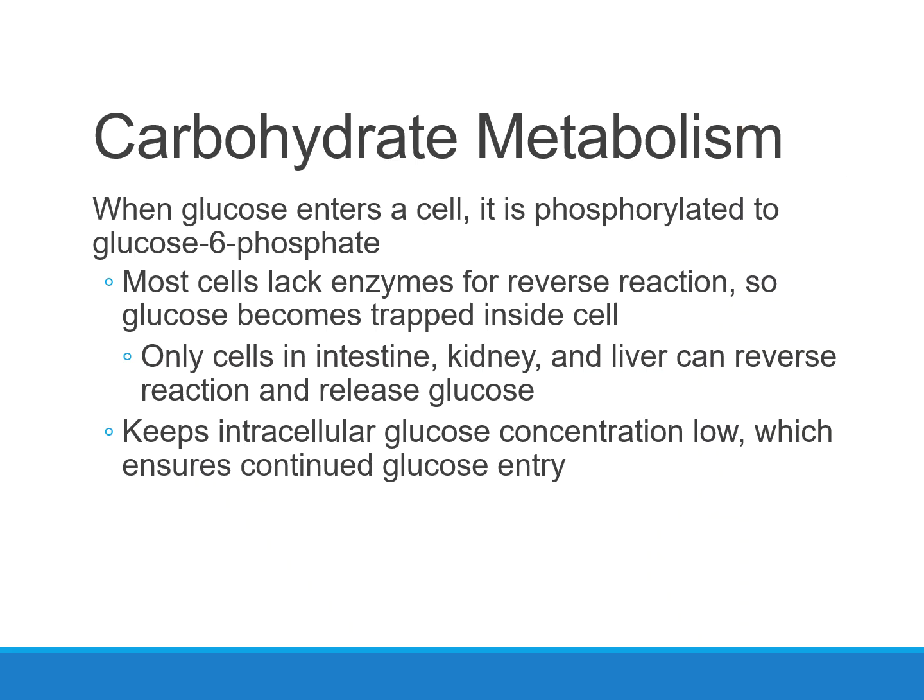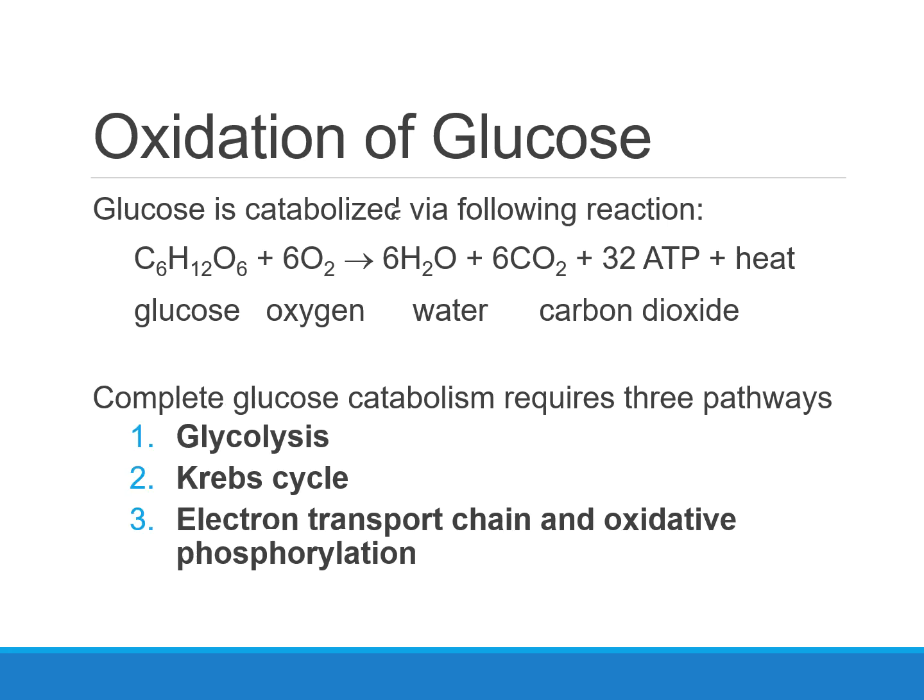So what about carbohydrate metabolism? So when glucose enters a cell, it becomes phosphorylated to create a molecule, glucose 6-phosphate. Most cells lack the enzymes for the reverse reaction, so glucose now becomes trapped inside of the cell. The only cells that are able to do this reverse are the intestinal cells, the kidney cells, and the liver cells. They actually can release glucose. This keeps the intracellular glucose concentration low, which ensures the continuity of glucose entry because it's going from an area of high to an area of low.